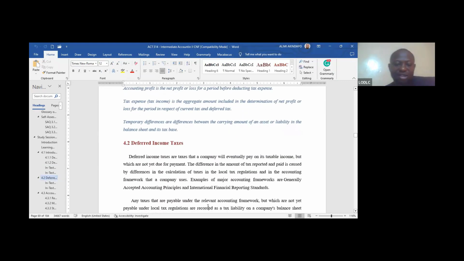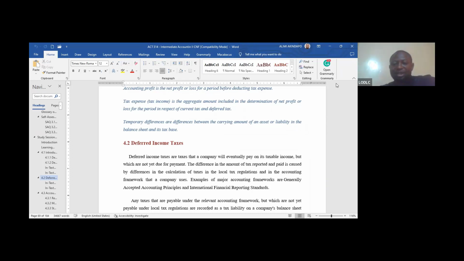Now let us look at deferred income tax. So deferred income tax is the same thing as income taxes, which is strictly described under IAS 12. So deferred income taxes are taxes that the company will eventually pay on its what? On its taxable income, but which are not yet due for payment. That is why it is deferred. So it is going to be paid in the nearest future.